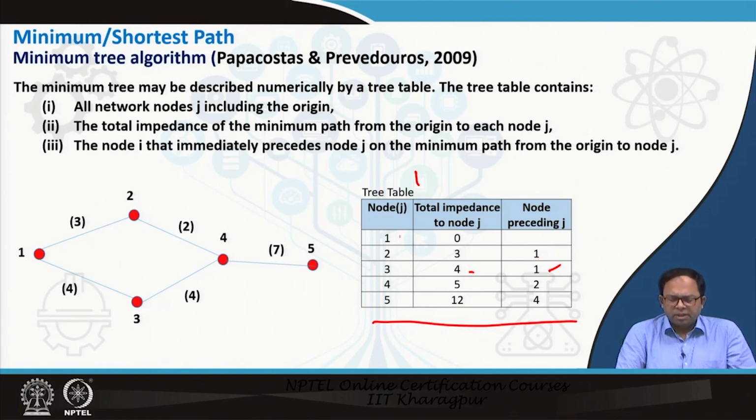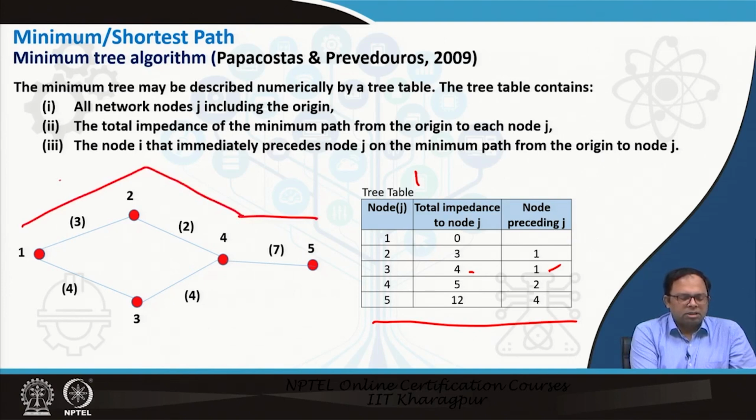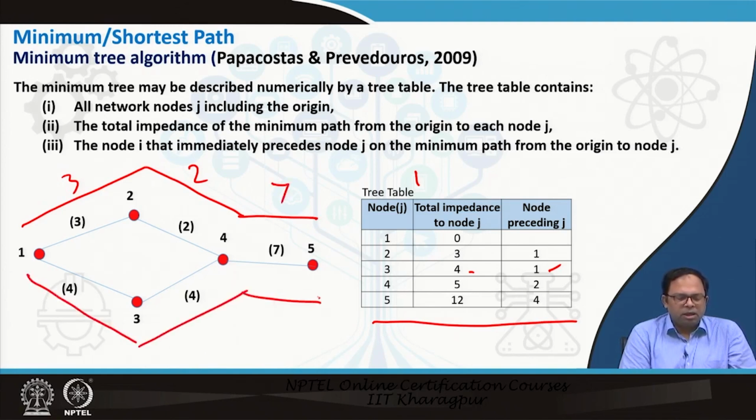For example, for going from 1 to 5, the total shortest path is 12, and let us see over here, 1 to 5, the shortest path should be along this particular way. So, this is 3, this is 2, and this is 7. If we go along another direction, that is another possible path. So, this is 4, this is 4, this is 7. Together this is 12, and together this is 15. So, of course, this is the shortest path.